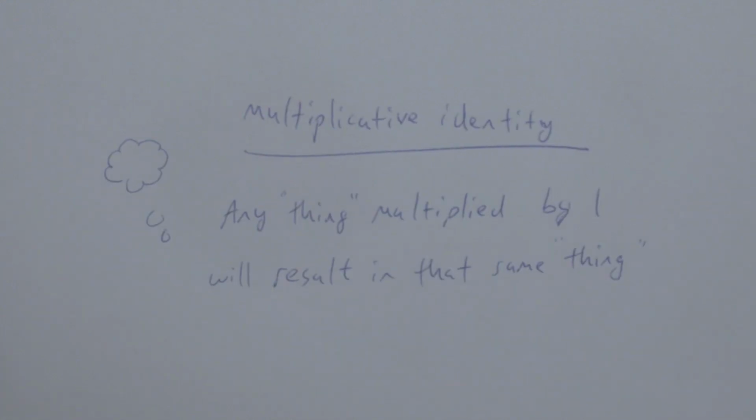A little background here. Okay, guys, there's no way I can teach you what I'm going to teach you without talking about this here. This is called the multiplicative identity. And it says anything multiplied by 1 will result in that same thing. What the heck does that mean?